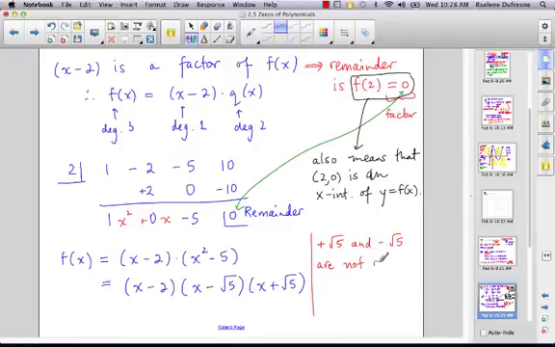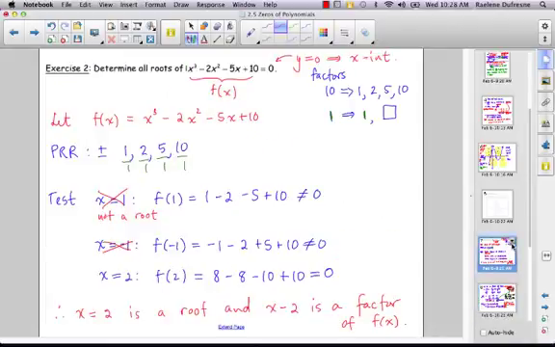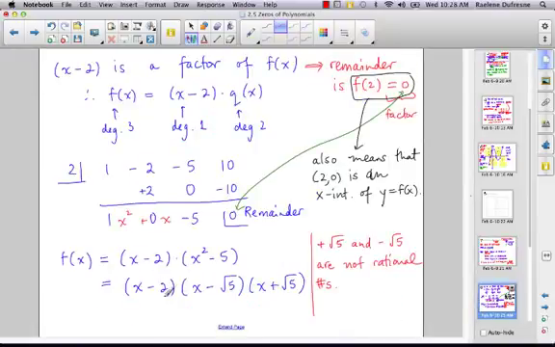The square root of 5 and negative square root of 5 are not rational. So this is an interesting example. These are not rational numbers. So the possible rational roots from the rational root theorem say that if the function f of x has rational roots of the form integer over integer, then they will be one of these 8 possibilities. What this is telling us is that there is one rational root and two irrational roots.